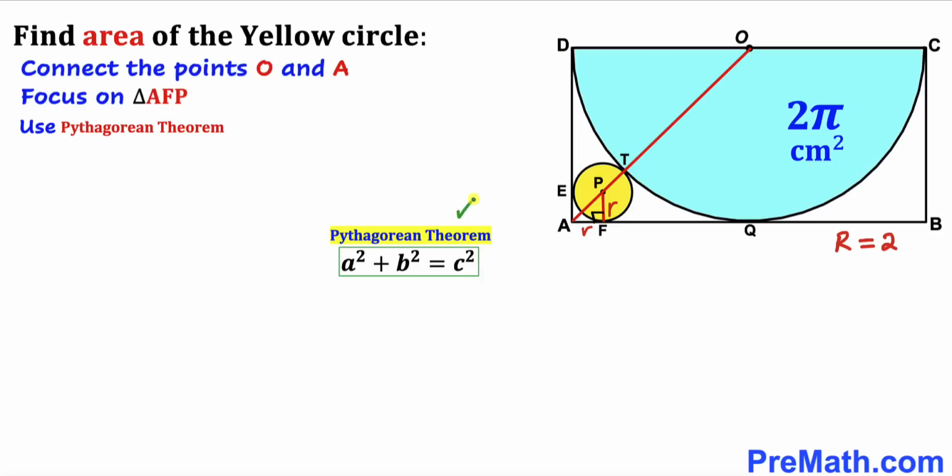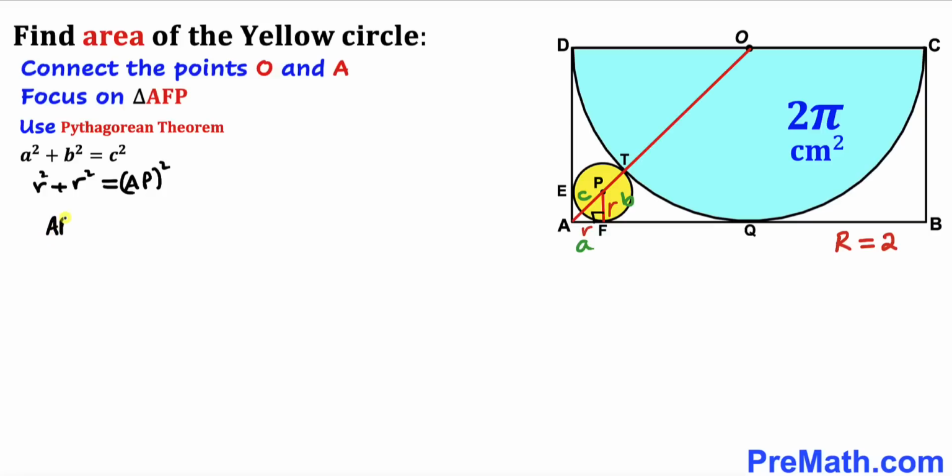Here's our Pythagorean theorem: a square plus b square equal to c square. So let me call this side a, this side b, and our longest side c. Let's fill in the blanks in this Pythagorean formula. a in our case is r, so r square plus r square equal to c, in our case AP, whole square. Let's simplify. So our AP whole square turns out to be 2r square.